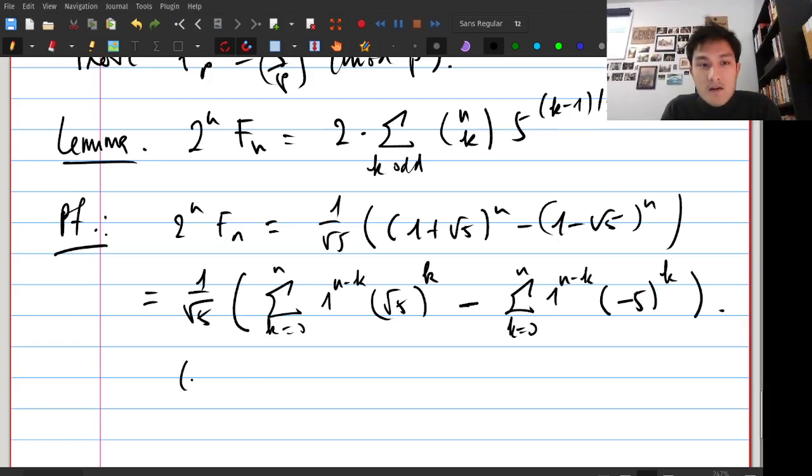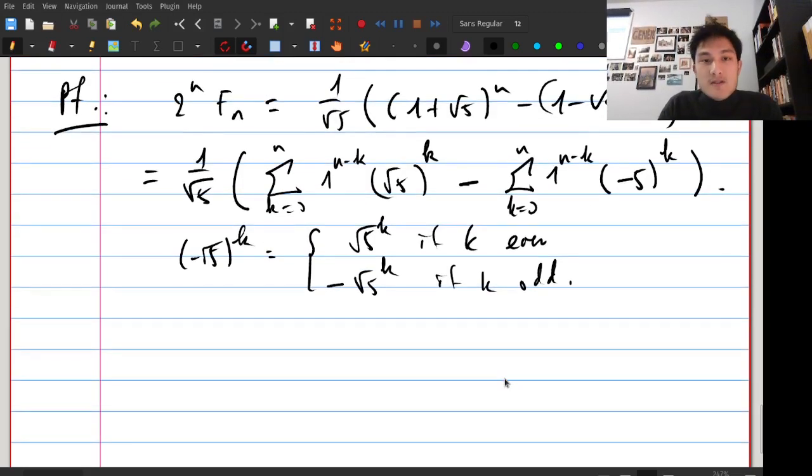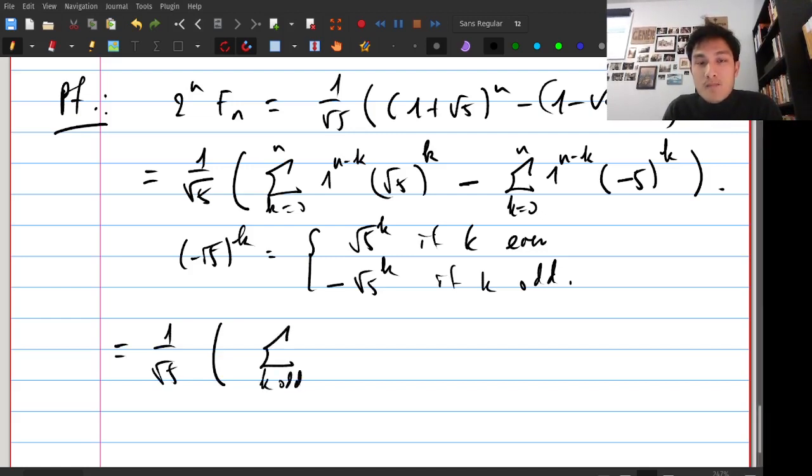Okay, so minus square root of 5 to the k is equal to square root of 5 to the k if k is even, and it's going to be minus square root of 5 to the k if k is odd, right? So if k is even, then the term on this side is equal to the term on that side, meaning because we're subtracting them, they cancel out. So the terms that survive are the ones where k is odd. Sorry, I forgot the n choose k. So there's n choose k here, and there's n choose k here.